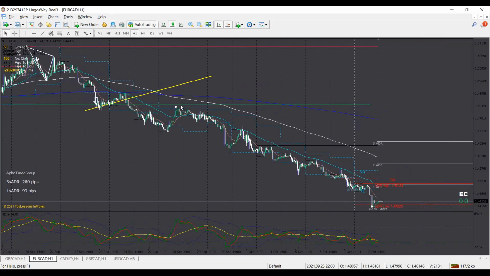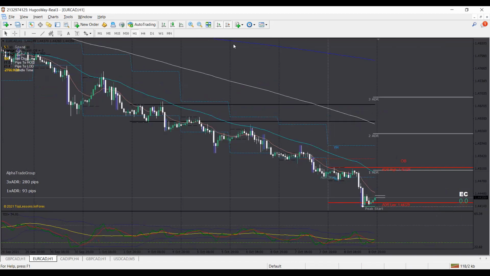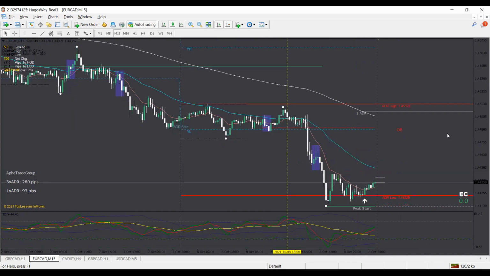So on the H1, I've identified that we are still down. None of this has happened yet. Another thing that I like to note is the time that I show up at the market, because I am in Pacific Standard Time. So this is the time when I'm usually at the market. I'll mark that on my chart. And then from there, I'm going to drop down to the 15-minute.